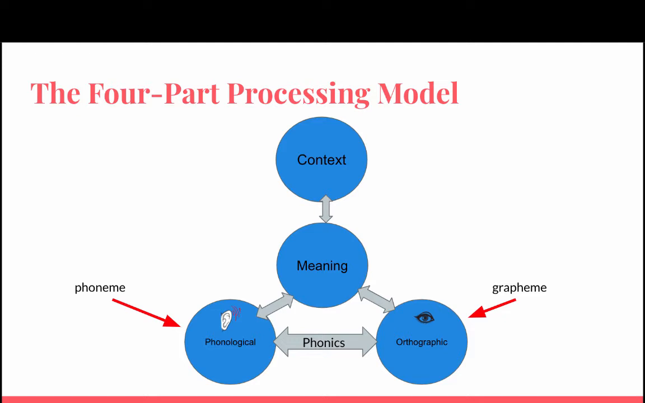Here we see the four-part processing model. We already know that the model is made up of four processors and that the phonological processor deals with sound. In this video, we will learn more about the orthographic processor and that it deals with written symbols or letters that we can see. When we connect the phonological processor and the orthographic processor, we have phonics.